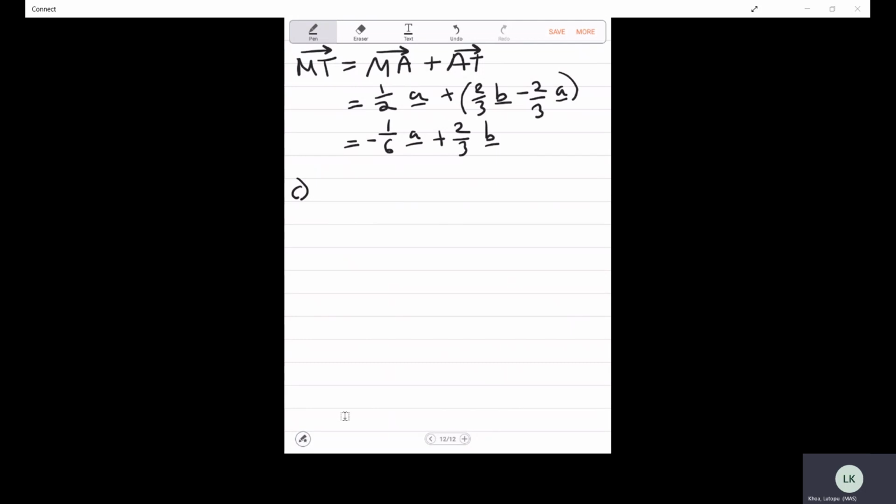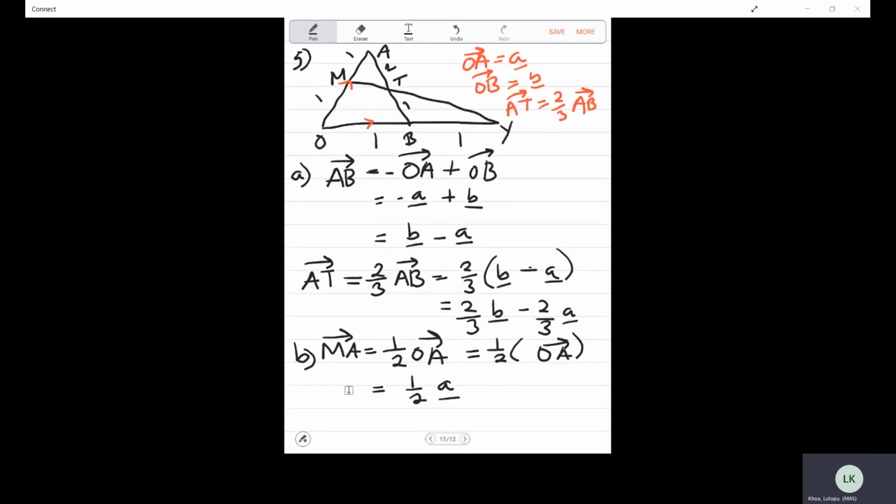Okay, then C, we have to work out. C says if Y lies on OB produced such that OB is equal to BY, express MY in terms of A and B. So this produced just means you're extending the line from O to B until you get to a point Y such that the distance from O to B is the same as the distance from B to Y. So this would mean that B divides the line OY in the ratio 1 to 1. That's basically what it means.